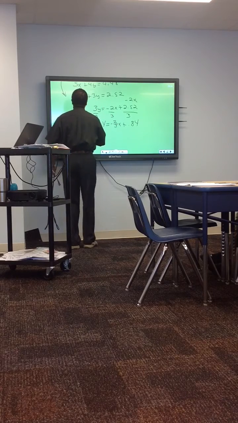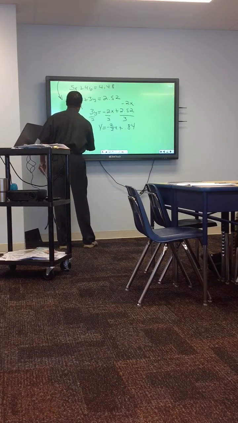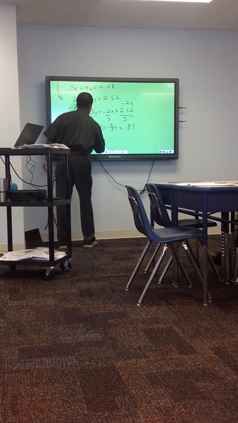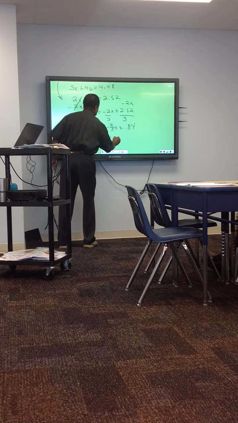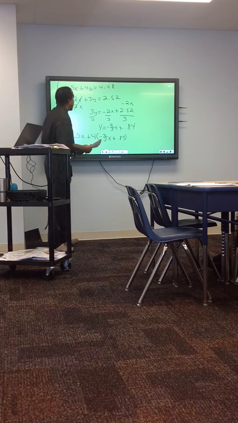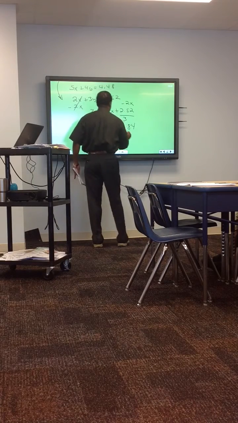So let's take a look at 5x. That's 5x plus 4 times, and what is y? Negative 2 over 3x plus 0.84. So all of that's y. And how much is that? $4.48.